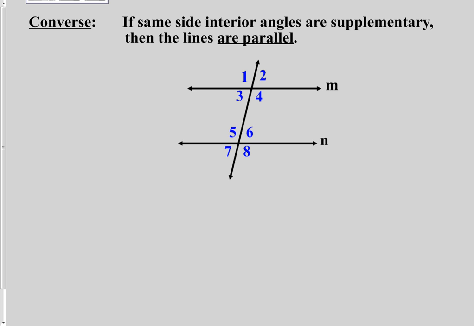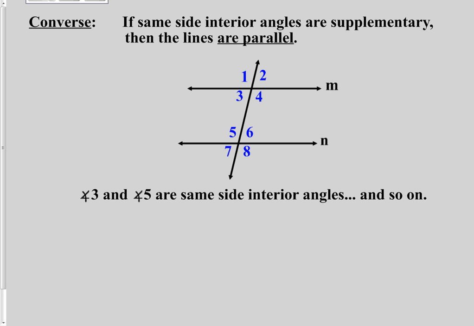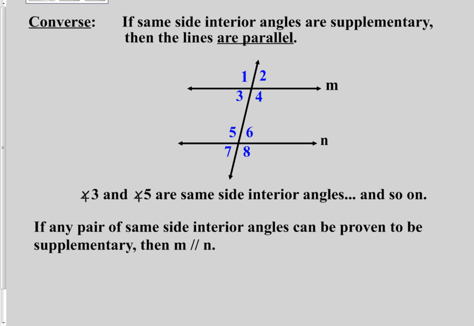Okay, so let's take a look here. Same diagram again. Obviously, angle 3 and angle 5 are same side interior angles. Same would be true of angle 4 and angle 5, or angle 4 and angle 6. The converse basically says if we can get any pair of same side interior angles to be supplementary, then our two lines M and N are parallel to each other.